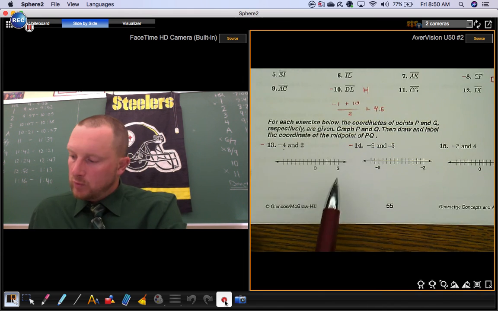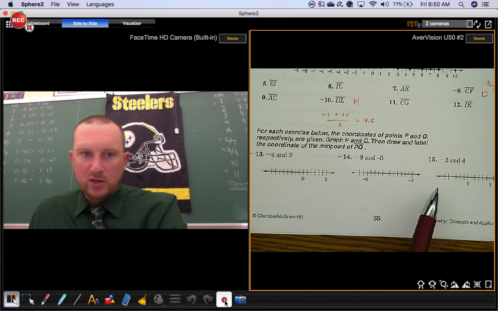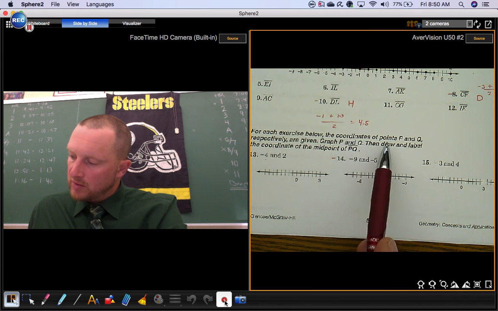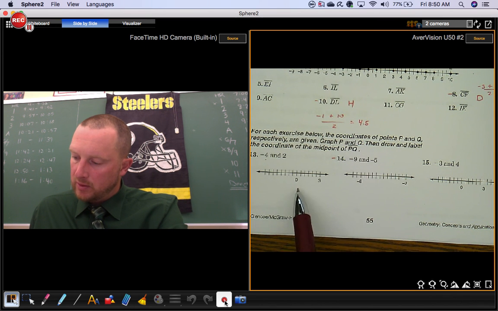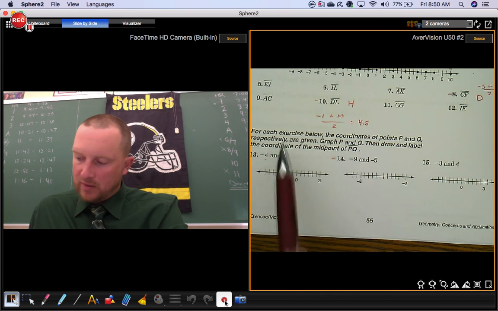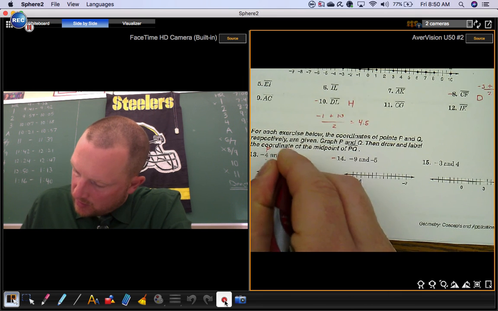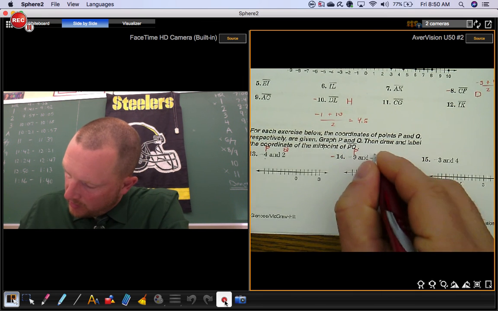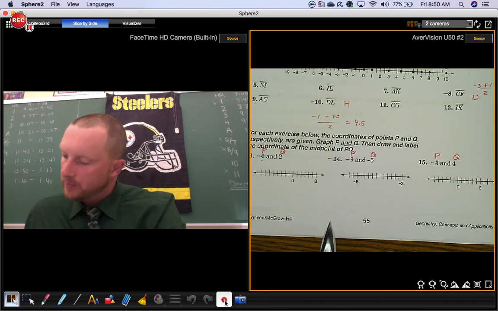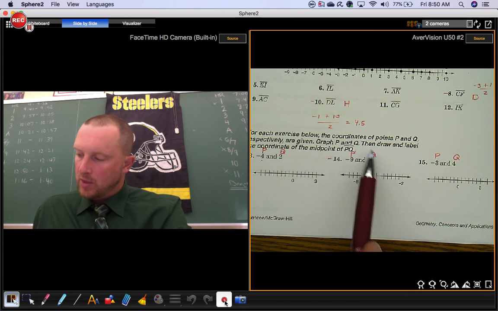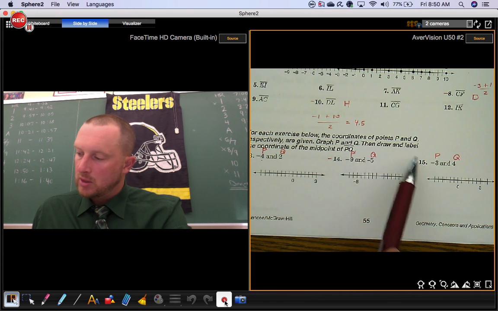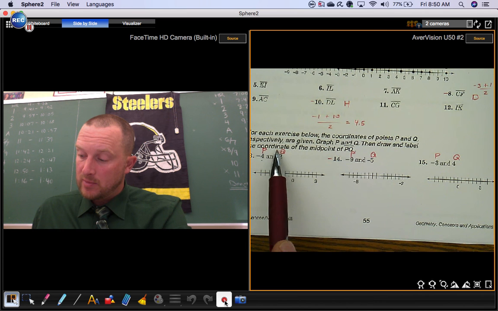Bottom exercise, we'll do 13 and 14 together, and we'll make sure that you try 15 on your own. For these exercises below, the coordinates of points P and Q respectively are given. So they give you coordinates for P and Q. They said respectively, so this is P, this is Q. You get the idea. Graph those points P and Q, then draw and label the coordinate of the midpoint of segment PQ. Notice how it's saying coordinate this time? That's your number.